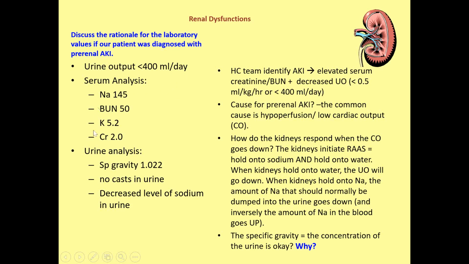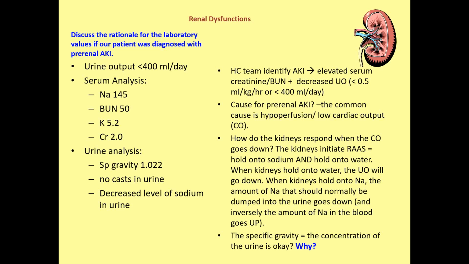Now let's look at these serum analyses. So again, the healthcare team will identify acute kidney injury when there's an elevated serum creatinine and BUN level, and then I've identified the urine amount. Pre-renal is going to have the causes, and then think about how the kidneys respond whenever the cardiac output goes down.